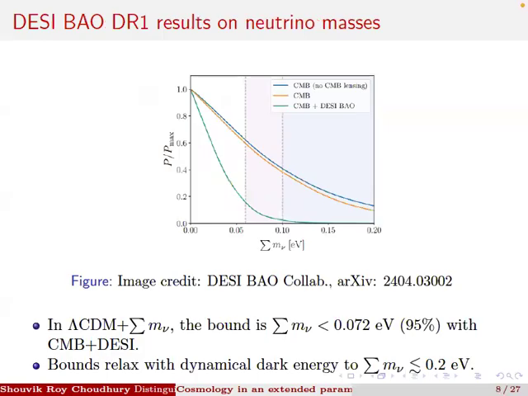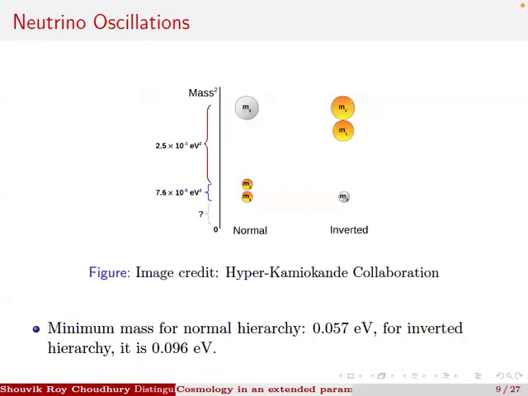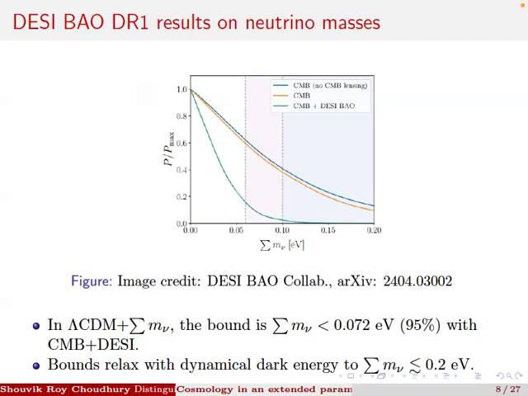Now the thing is that this mass bound of 0.072 eV is sort of ruling out the inverted hierarchy, even though we don't have any detection of the neutrino masses. So that is one concern here, because we don't have a detection, but we are still saying that we are ruling out the inverted hierarchy at more than 2 sigma. And this bound of 0.072 eV has changed to 0.063 eV now with the BAO DR2 measurements of DESI.